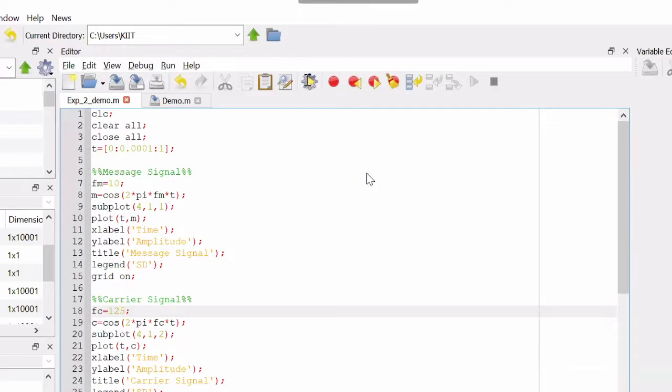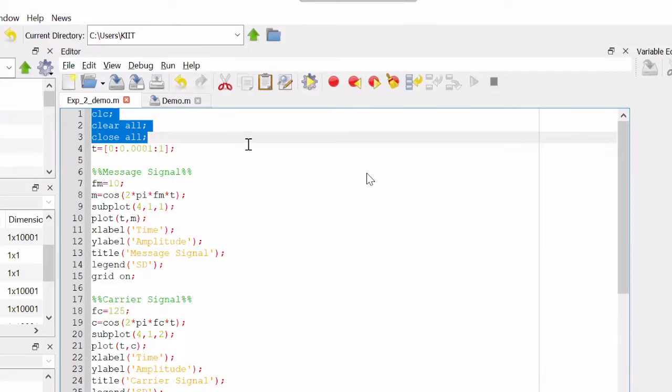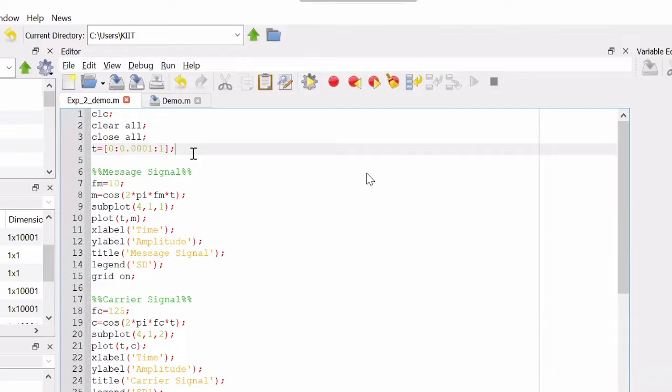Okay, so let's start. First, there are three commands I told you to write in all programs, to ensure that no other program is using those constants and other variables which you are going to use. This ensures that all the letters A to Z and everything is available to you for this specific program. And then we will start as usual. We will define the time.